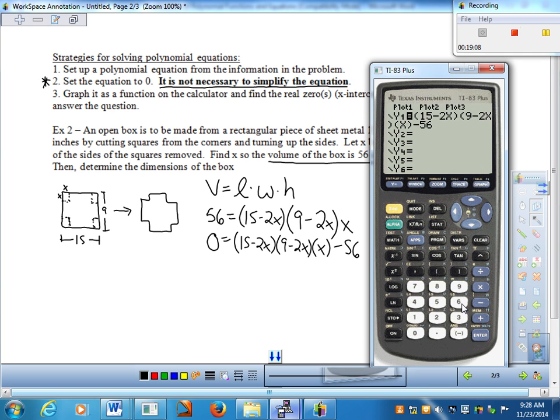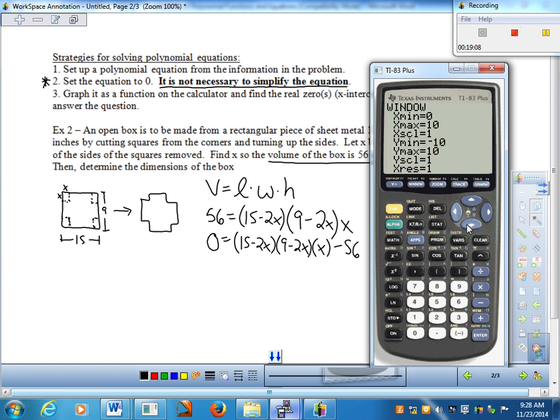Now, there are a couple of ways we can set up our window. You can zoom standard and hope for the best, but ultimately, think about what we're looking for here. Do we care about any negative x-intercepts? Would it make sense at all for x to be negative? No, not in the least bit. So you can leave this if you want. I will leave that up to you, but I'm going to start at 0.